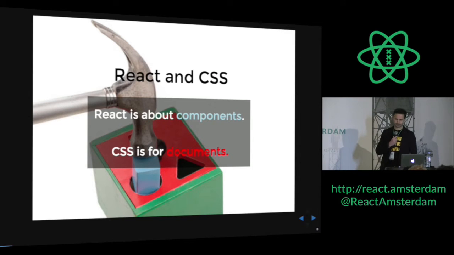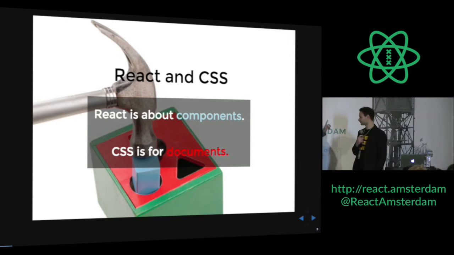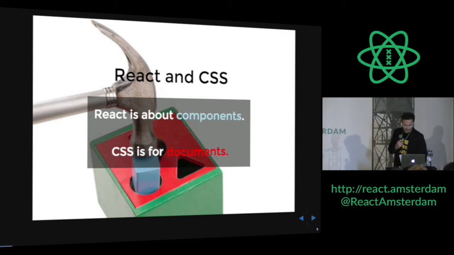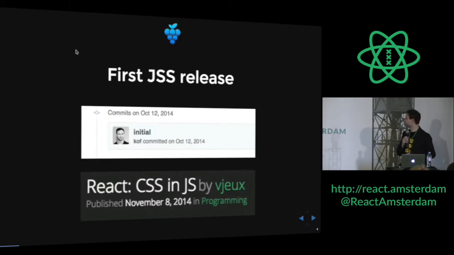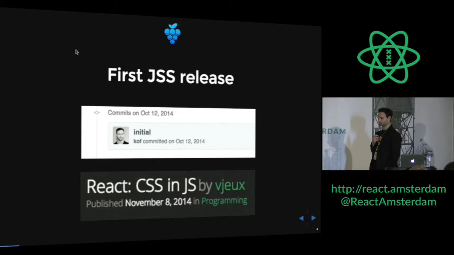The first JSS release actually happened in October. Oh, my slides. So yes, the first release was in October 2014. And I also did a presentation at Berlin.js about it, but I didn't receive any feedback, any excitement, anything, because people just didn't want to believe that CSS has real problems. I mean, they knew it, but they tried to ignore it.